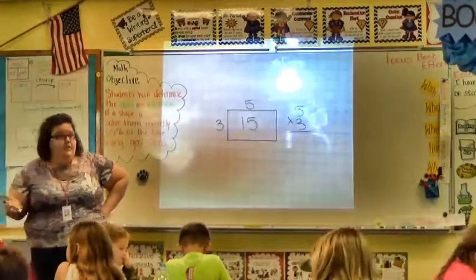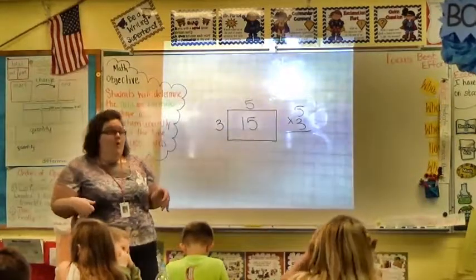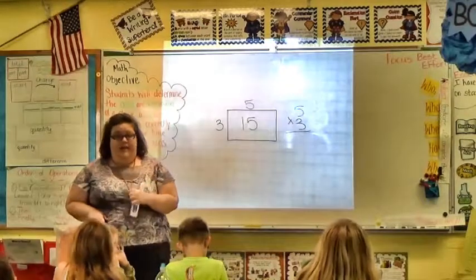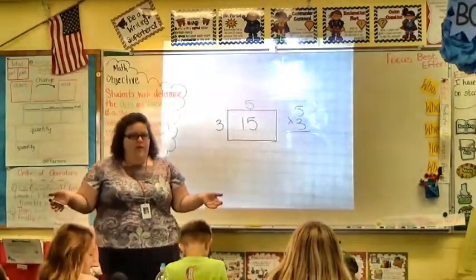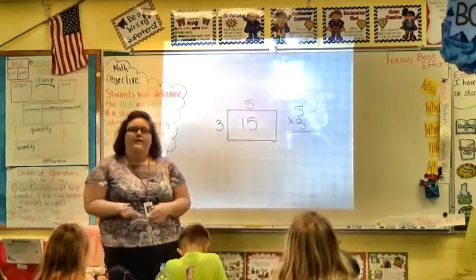So we have to use perimeter and area every single day, no matter if we're making a cake or if we're planting a garden. That's what I thought of, if we plant a garden. If I wanted to know how much soil I need to put on my garden, which one would I need to use, perimeter or area? Area. Why would I need to use area?